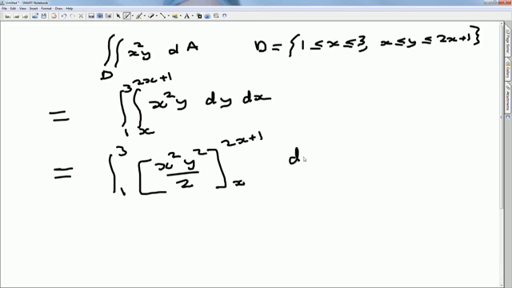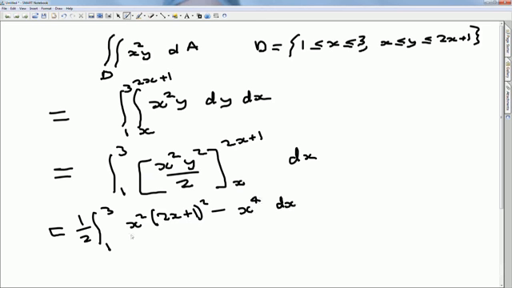And now we want to plug all our values in. So I'm going to factorise the half right out. Makes it a little easier to write down. So I plug in the 2x plus 1. I'm getting x squared times (2x plus 1) all squared. Minus, then plug the x in, so x squared times x squared, minus x to the 4. Now you have to try to integrate this expression.